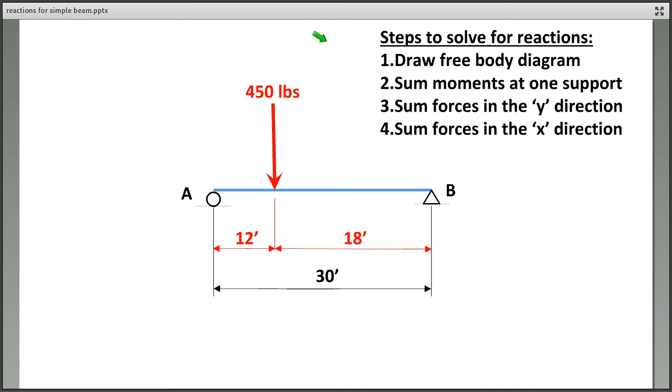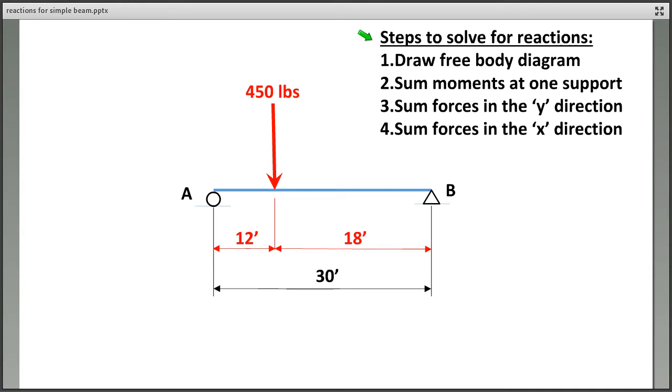Okay, in this module, we're going to talk about how to solve for reactions in a simple beam. A simple beam is a beam that has only two supports, one support at the left and a support at the right. A simple beam has one support that's a roller, just as you can picture it as a roller skate, and the other one is pinned, so it's not free to move in the X or Y directions. So these are the steps to solve for the reactions of a simple beam.